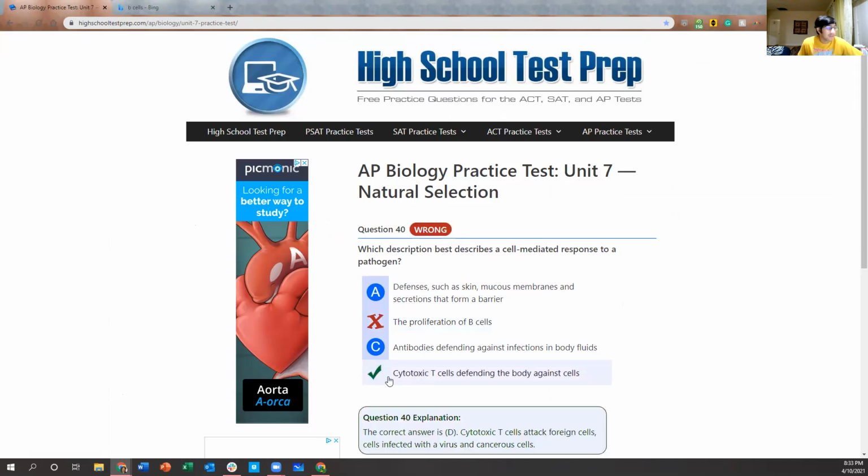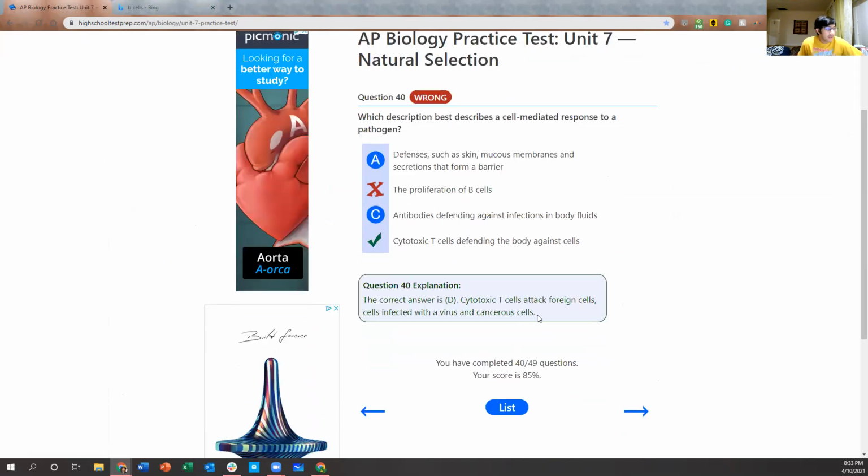I would go with, okay, with cytotoxic T cells. We haven't learned about that. We'll learn about it later. Cytotoxic T cells attack foreign cells. So yeah, we'll learn about those later probably. You don't need to know them for the test on Monday.